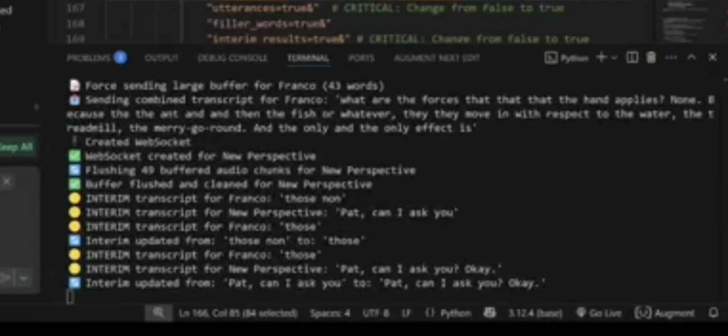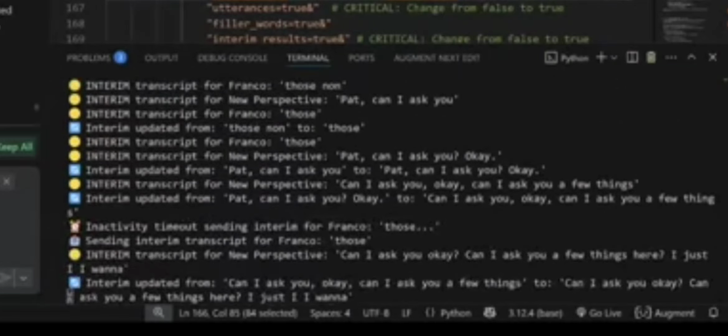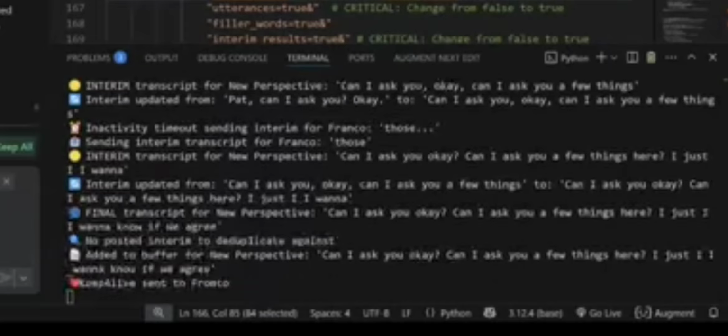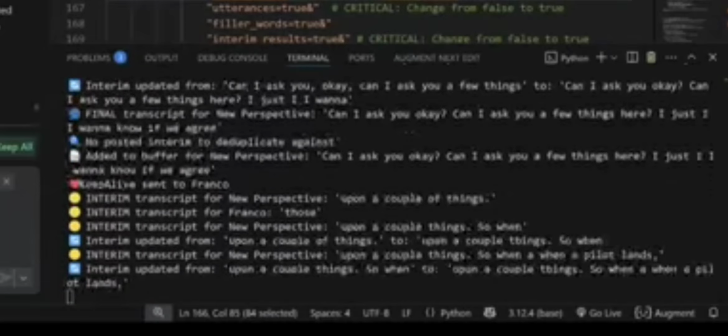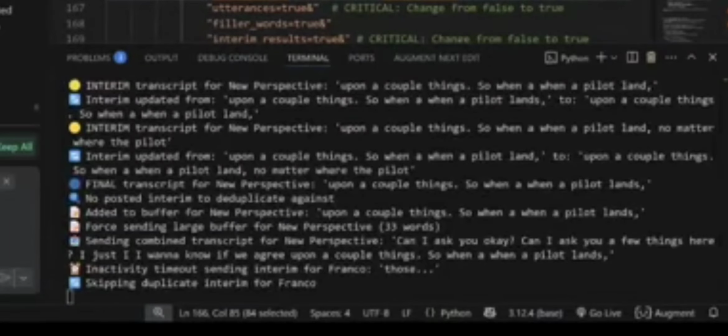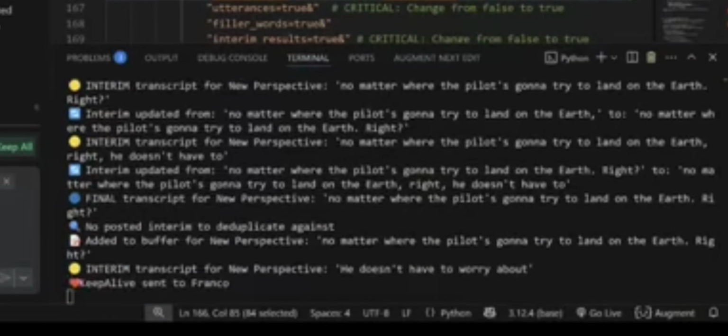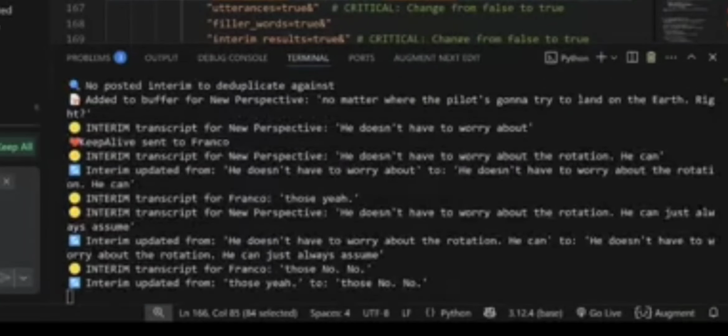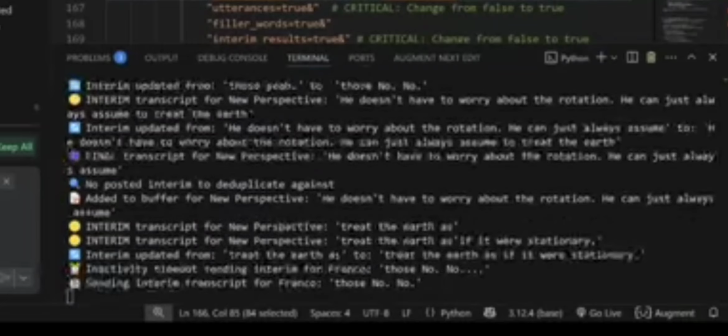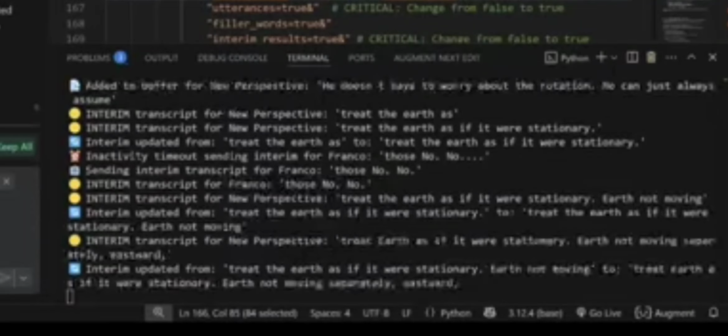Can I ask you a few things here? I want to know if we agree upon a couple things. So when a pilot lands, no matter where the pilot's going to try to land on the Earth, right? He doesn't have to worry about the rotation. He can just always assume to treat the Earth as if it were stationary. Earth's not moving separately eastward at a different rate than the plane ever, right?